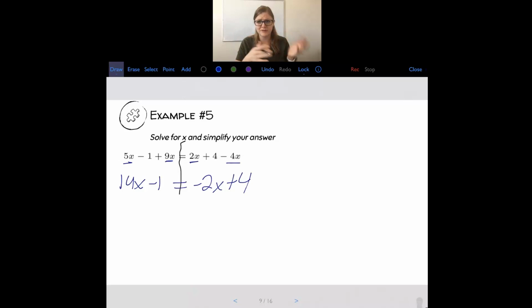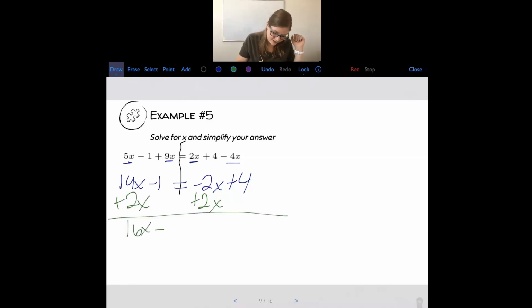Now I'm going to start moving my numbers to one side and my variables to the other. So I'm going to start by adding 2x, and now the sign change happens because I want to get rid of the negative 2x on the right, and in order to do that, I have to add 2x to both sides, gets rid of it on the right, puts it on the left-hand side appropriately. So this is 16x minus 1 is equal to 4. Okay, so then I get my numbers to one side, so I'm going to add 1 to both sides.